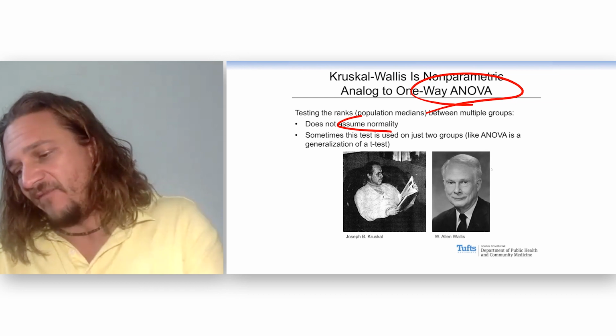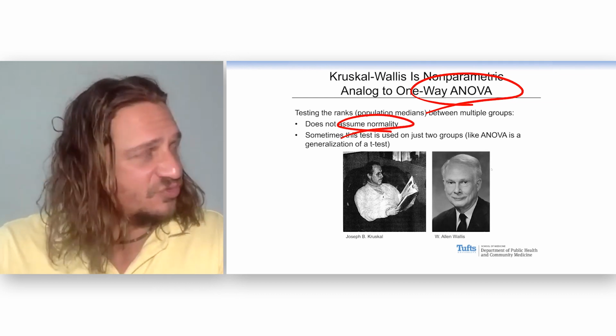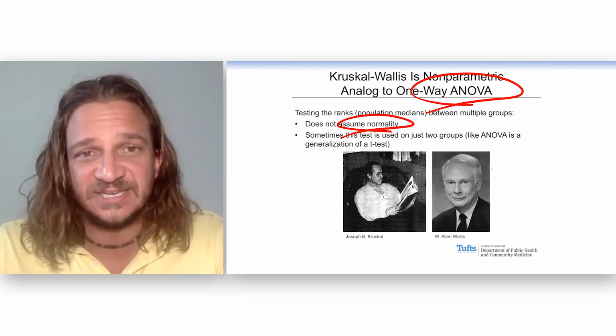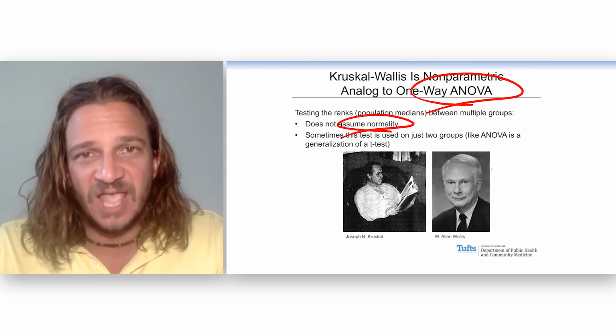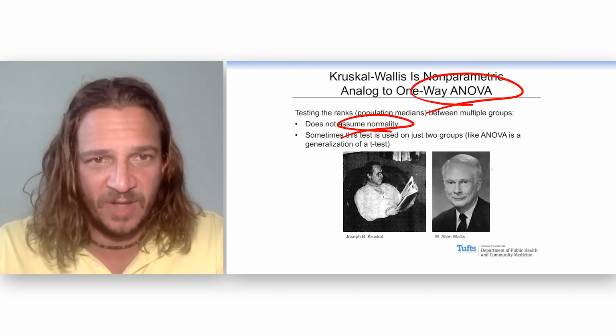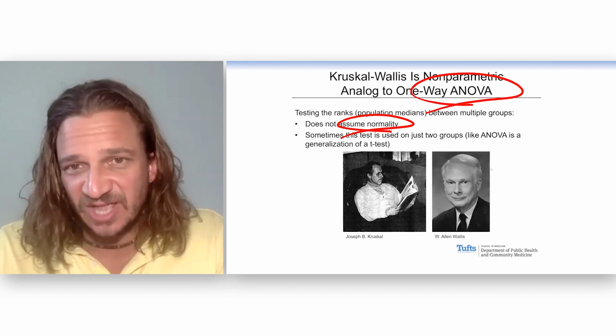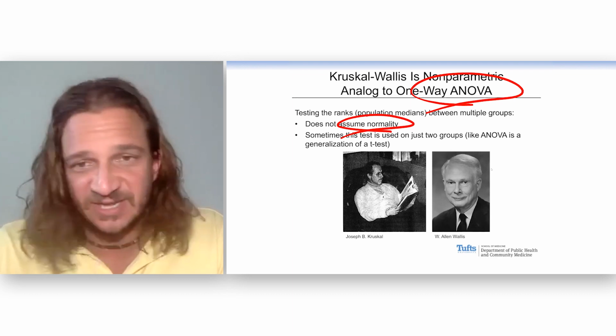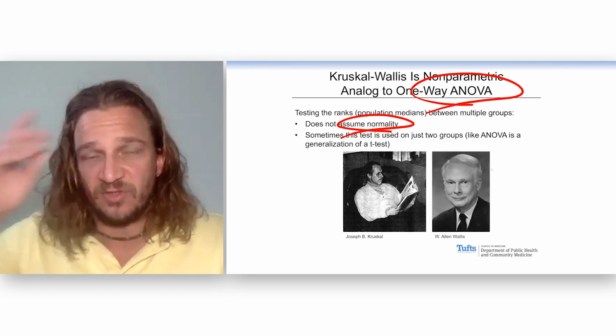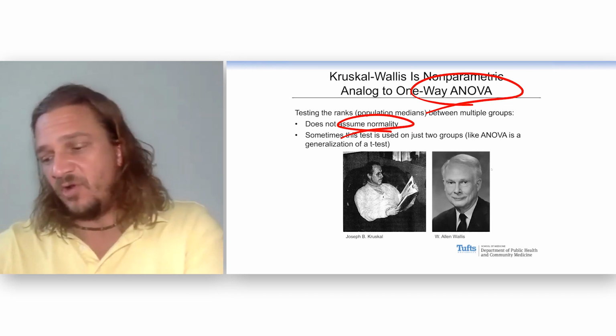If we don't have normality or we have an extreme violation of the homoscedasticity, we might be able to use a Kruskal-Wallace non-parametric test, which is just like a generalization of a t-test, and it allows us to compare those medians or those ranks between multiple groups.